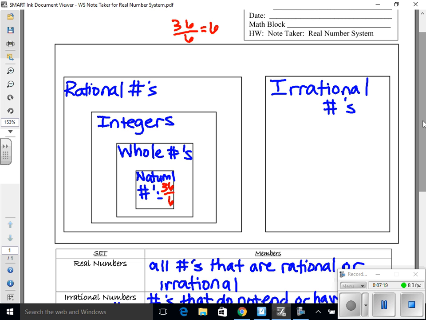Once it's inside of one of the subsets, it belongs to all the other subsets that one is a part of. Okay, so the next number we want to take a look at is going to be the number square root of 2. And for this, you will need a calculator unless you already know enough about square roots.